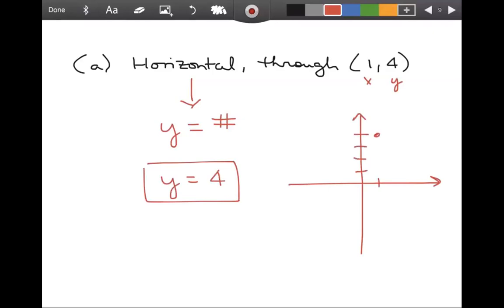Here's the point (1, 4). If you draw a horizontal line through that point, you can see that every other point on that line is going to have a y coordinate of 4. So horizontal and vertical line problems should take you all of about 30 seconds if you really know your stuff when it comes to horizontal and vertical lines.